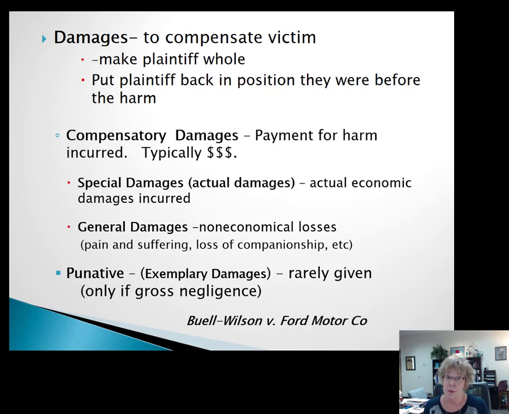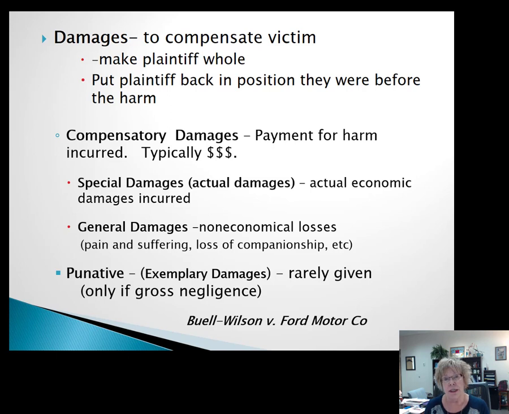Which go to her, not only for her pain and suffering that she has suffered up to now, but that she will suffer the rest of her life. She'll never walk again. She's never going to have that independence. She's going to have somebody caring for her. So all of that, 105 million, is probably about in the right ballpark.